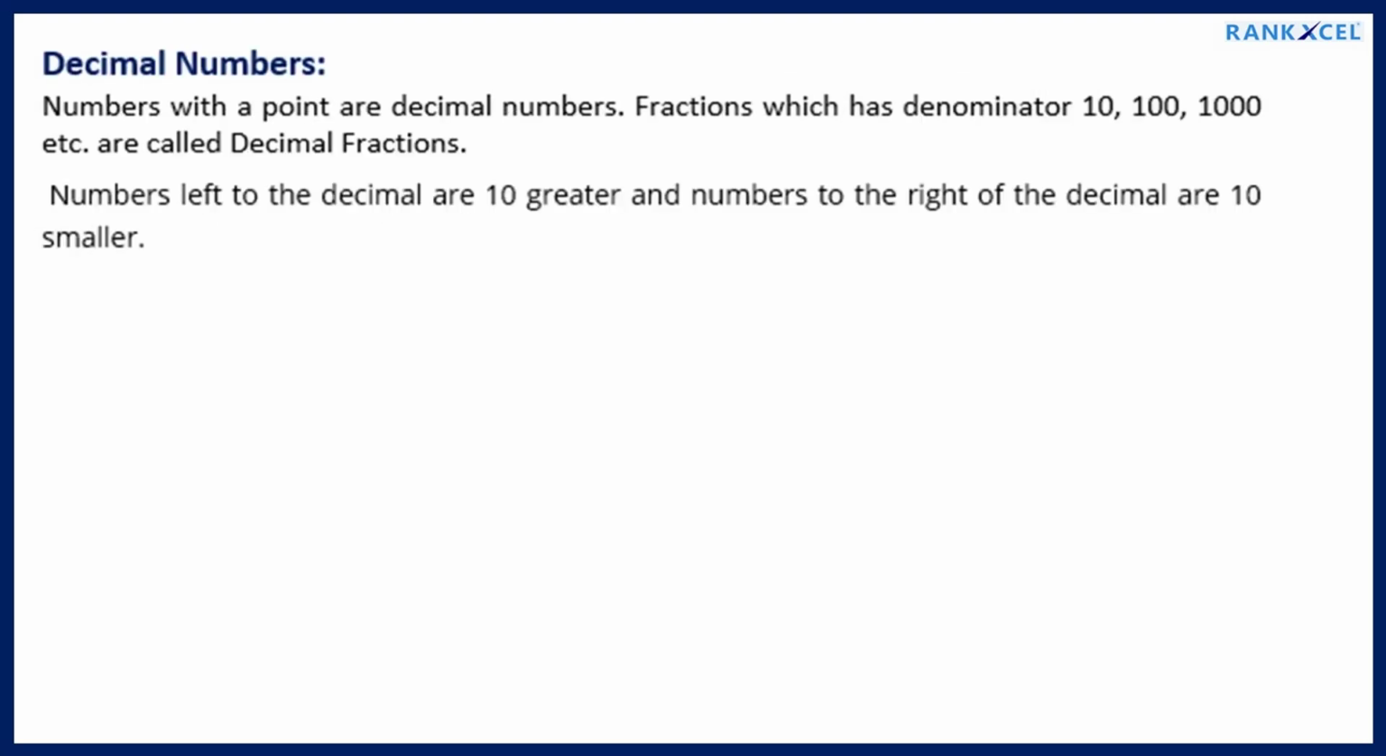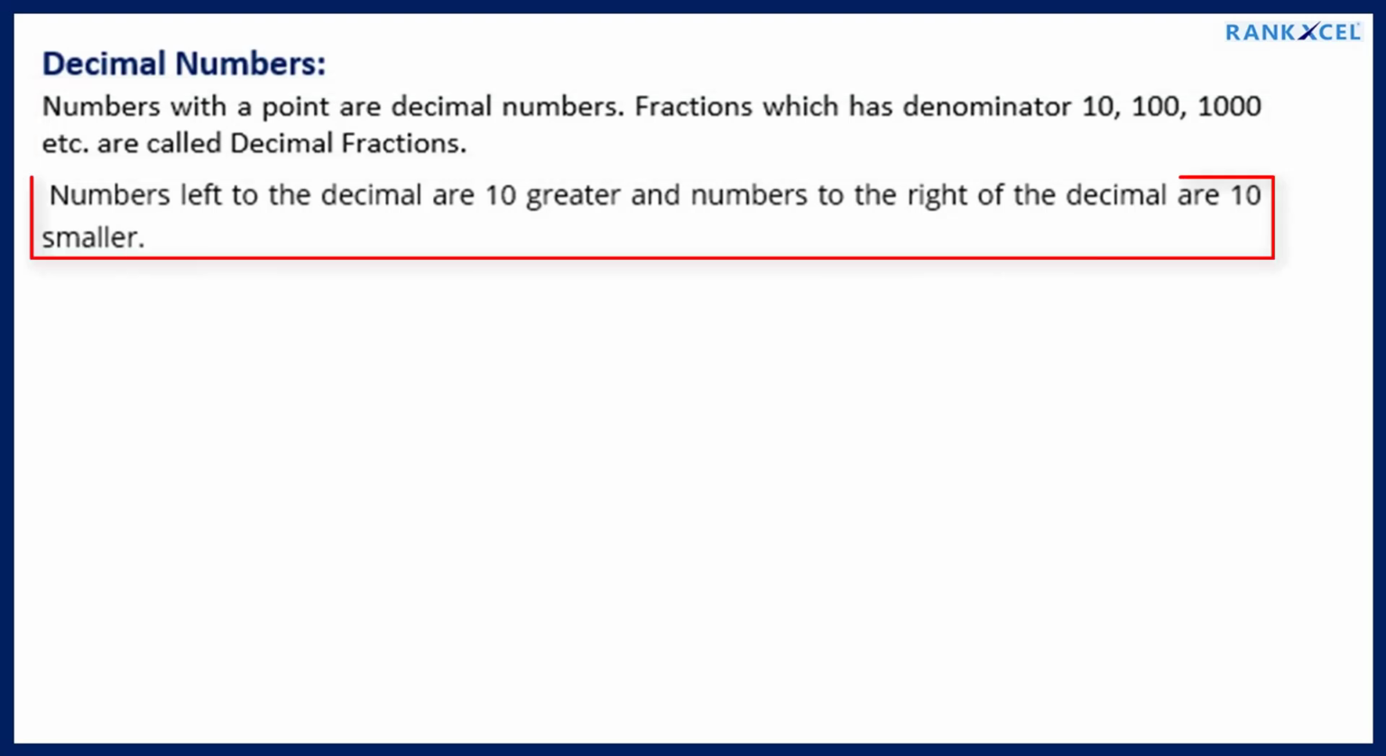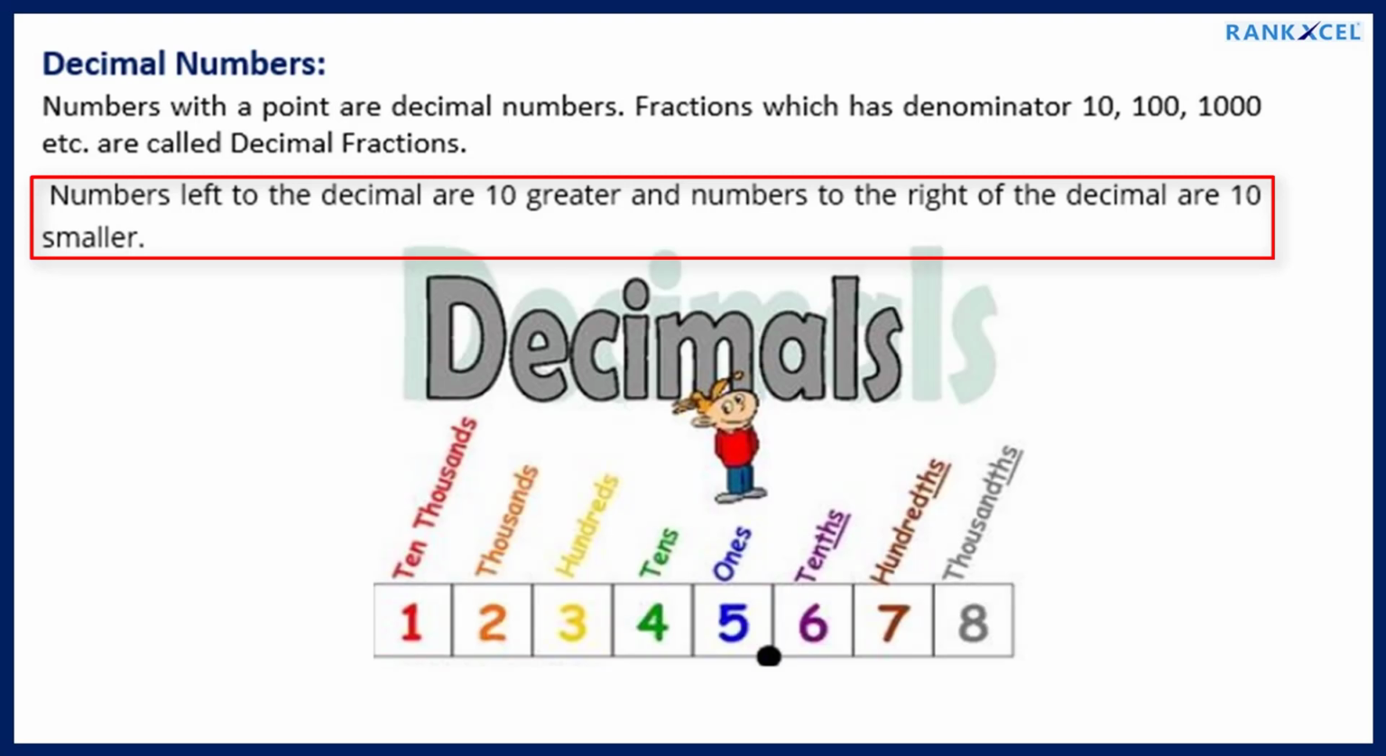Decimal numbers. Numbers with a point are decimal numbers. Fractions which have denominator 10, 100, 1000 etc. are called decimal fractions. Numbers to the left of the decimal are 10 times greater and numbers to the right of the decimal are 10 times smaller.